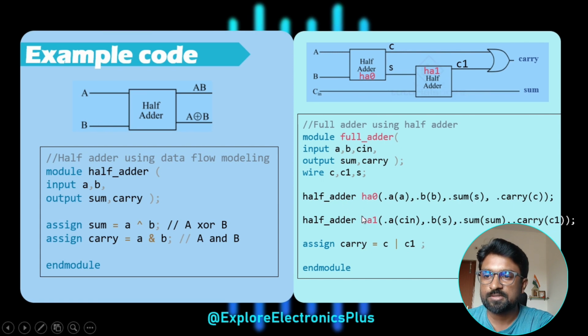Here the two instances are half adder instances, and I am using assign statement to generate the carry. This is how we can use the submodule, and we can instantiate to develop the top module. Here full adder becomes top module and half adder is a submodule.